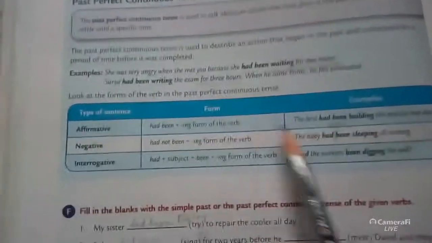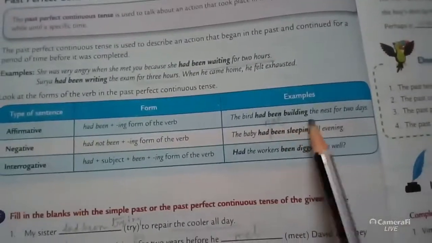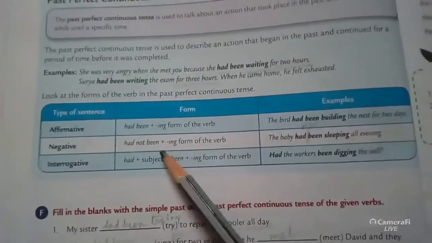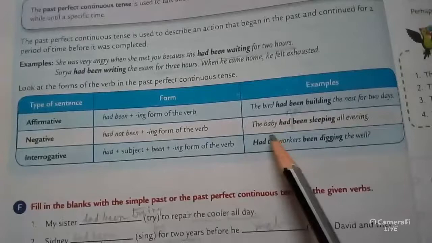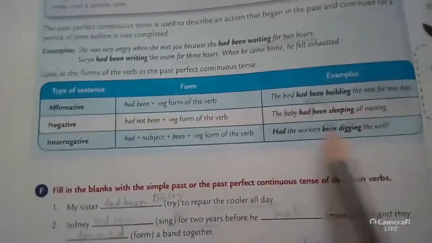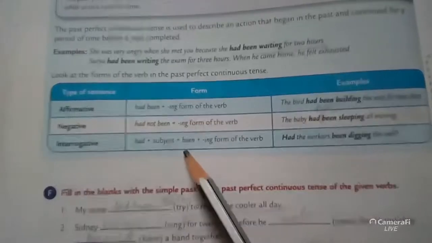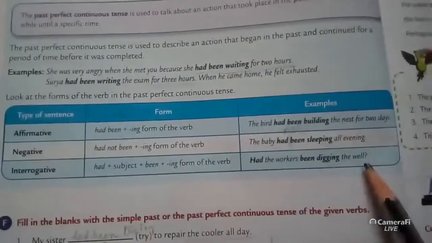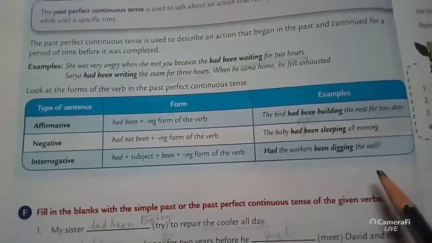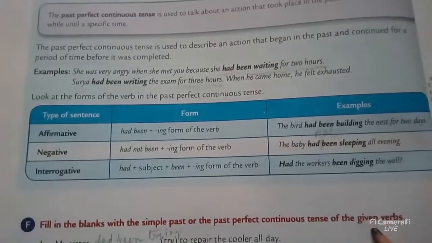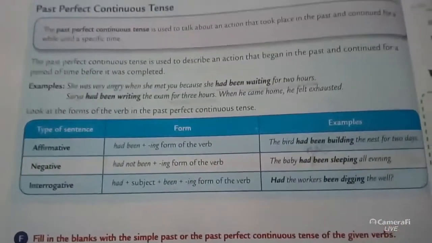Affirmative: had been, verb plus ing. The bird had been building the nest for 2 days. Negative: had not been. The baby had not been sleeping all evening. And for the question, had comes first, then subject, then been. Interrogative: had the worker been digging the well? Okay, so up to here it is completed, students.